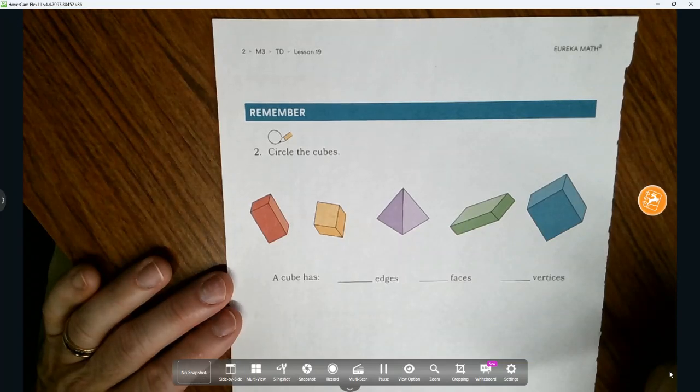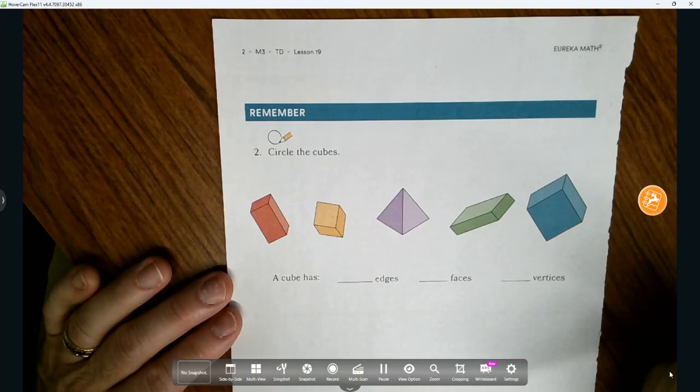I'll give you another little hint. If you know the colors of Fordson High School, what colors do they have? What colors does the University of Michigan have? You can do that. And there's your cube to help you out. That's your clue to help you out. All right? Use that to help you.